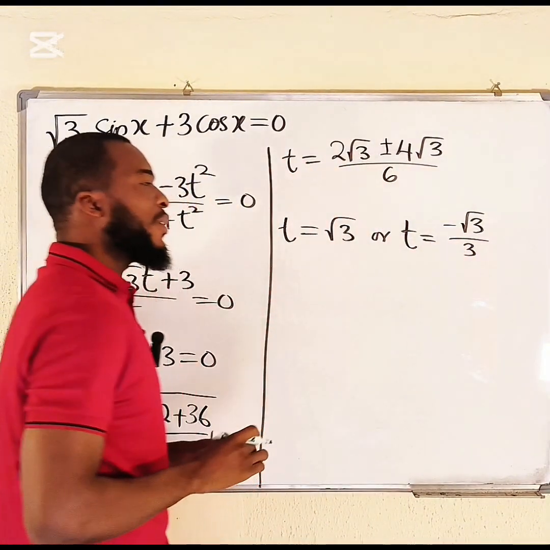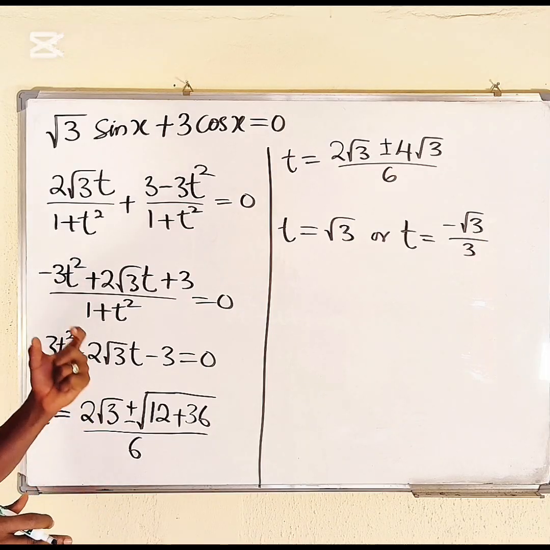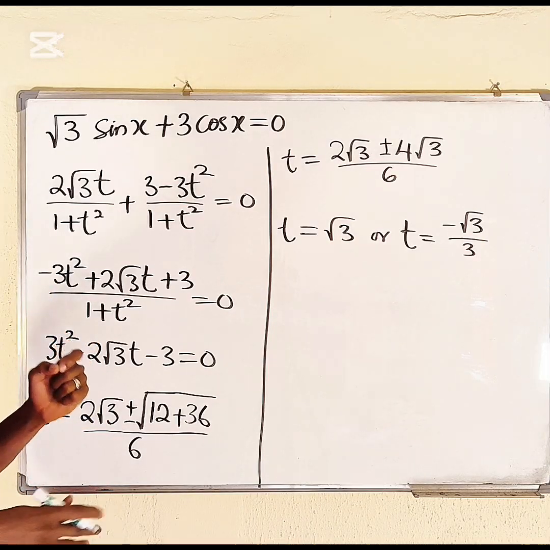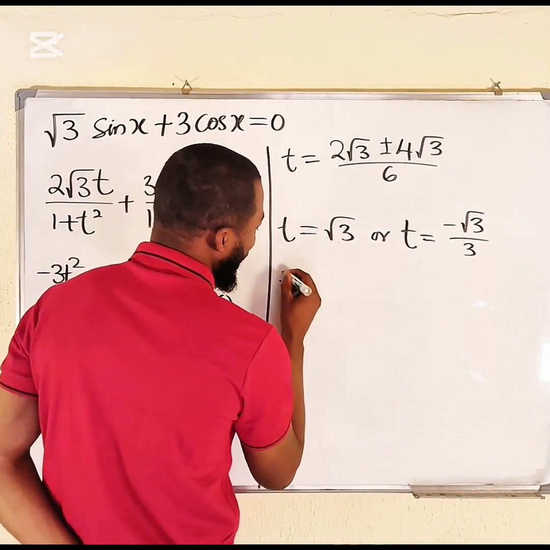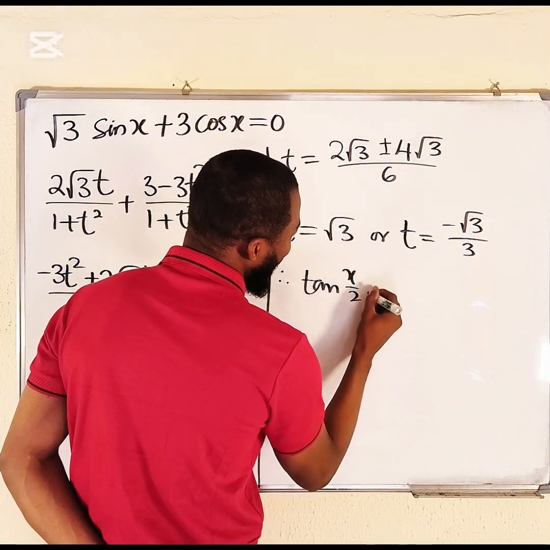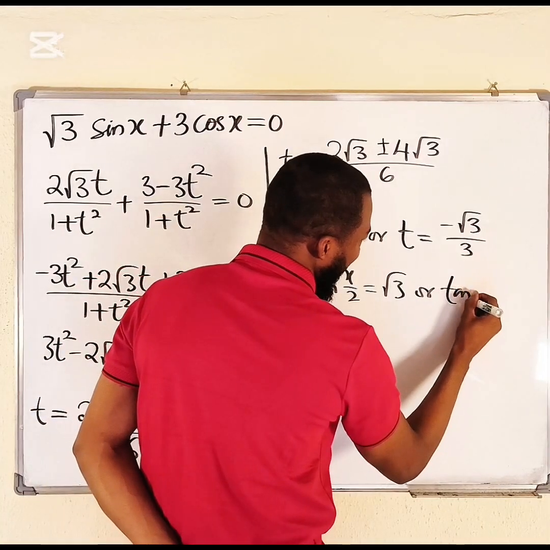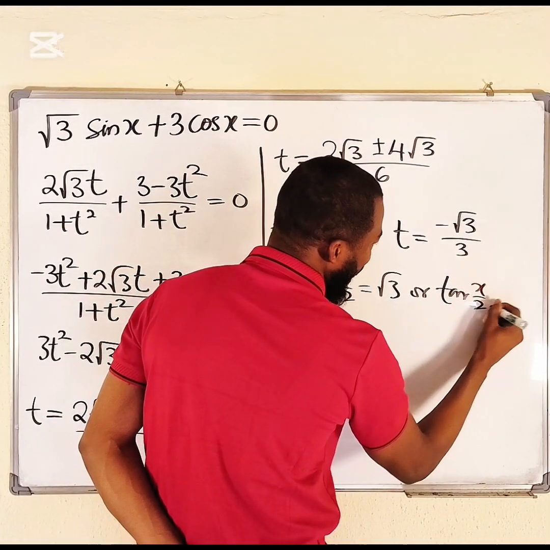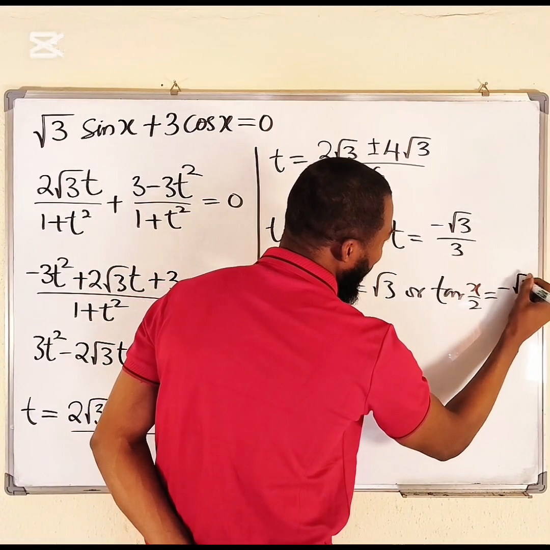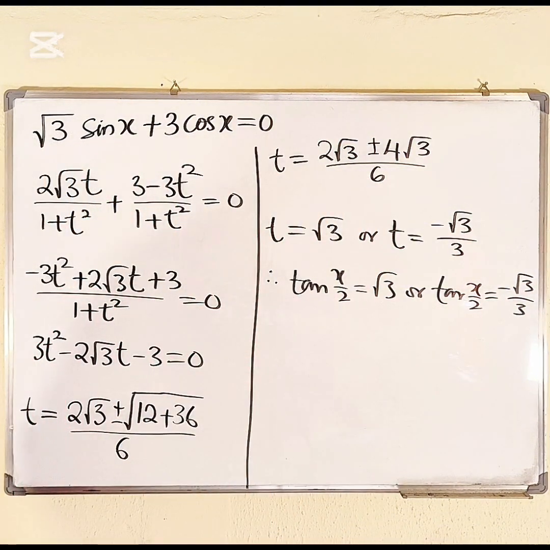So we have two values of t, but remember that I told you t is equal to tan x divided by 2. Therefore, tan x divided by 2 is either equal to root 30 or tan x divided by 2 is equal to negative root 30 divided by 30. So we are going to solve these two equations separately.